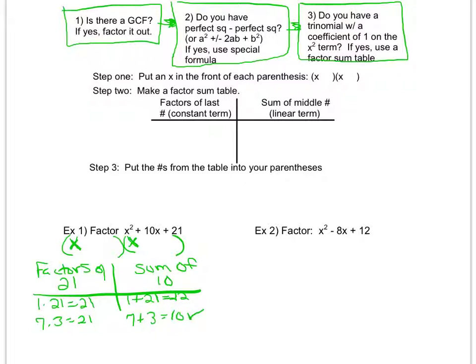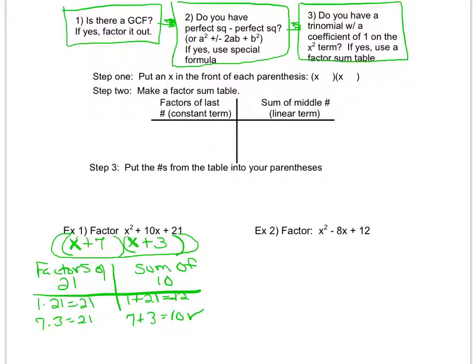So I'm going to put those numbers, a positive 7 and a positive 3, back into my expression that I set up to create as binomials. There's going to be my factored form. I can always check by foiling.